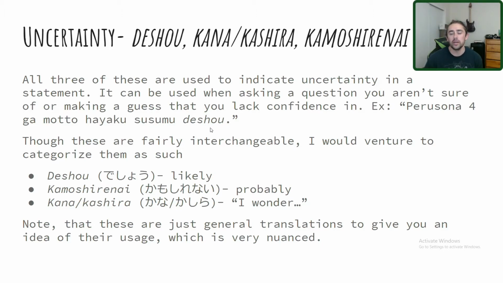The deshou means probably, and I'm not saying I'm totally certain in this claim. If I used yo, then I'd be like, yeah, Persona 4 is definitely going to start progressing more quickly. But because I'm using deshou, I'm saying that it's likely to happen, but I'm not 100% confident in it, right? I don't have 100% confidence in it.